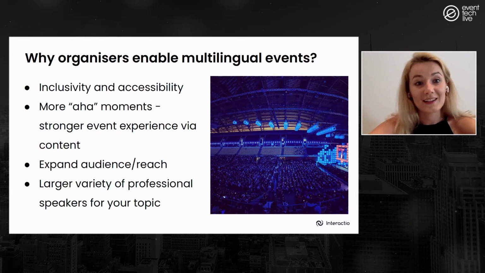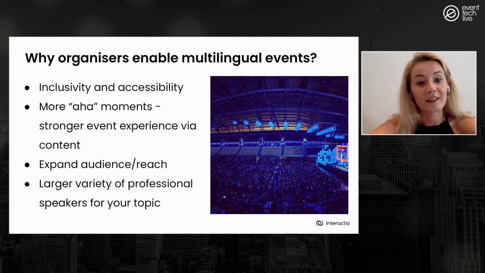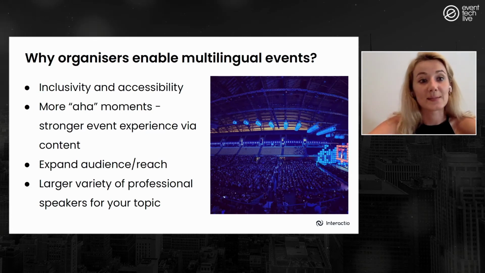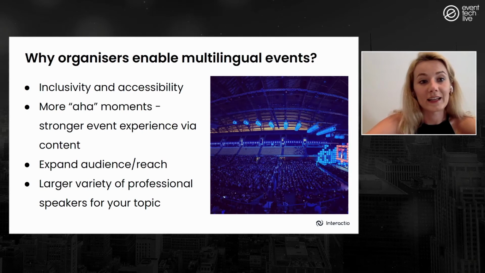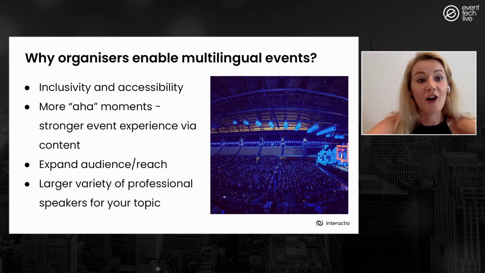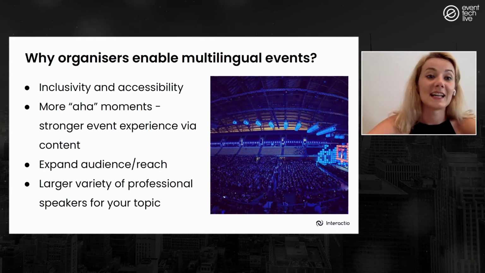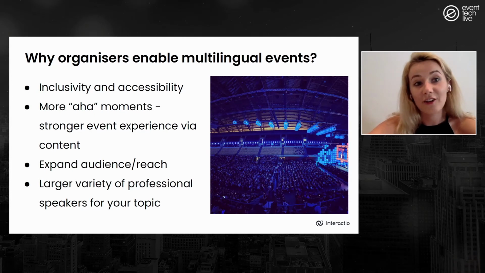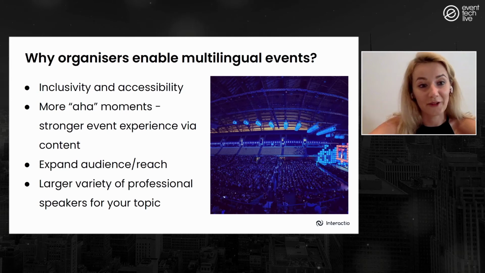Then expanding audience and expanding the reach is definitely an important aspect. If this is one of your goals, to expand globally, now with the hybrid meetings, with the online meetings that we're having, it's also possible to target different geographic locations if you are able to provide those things.